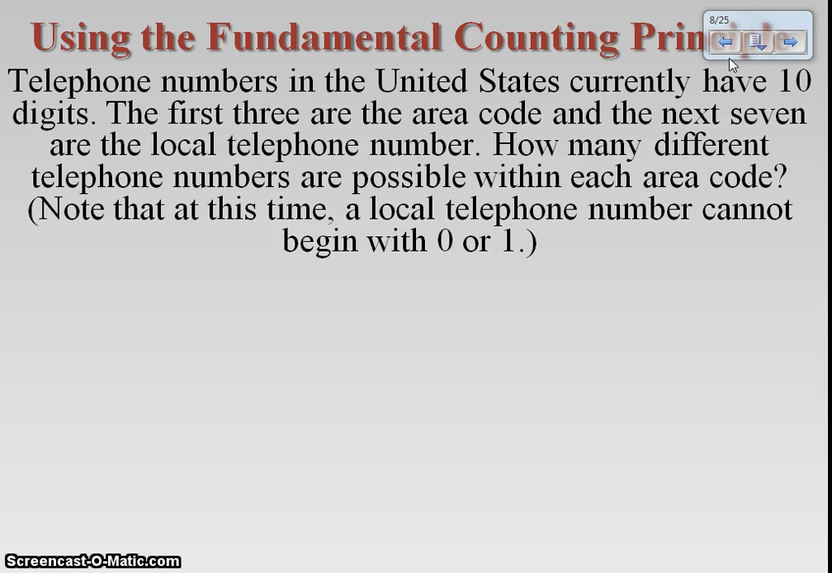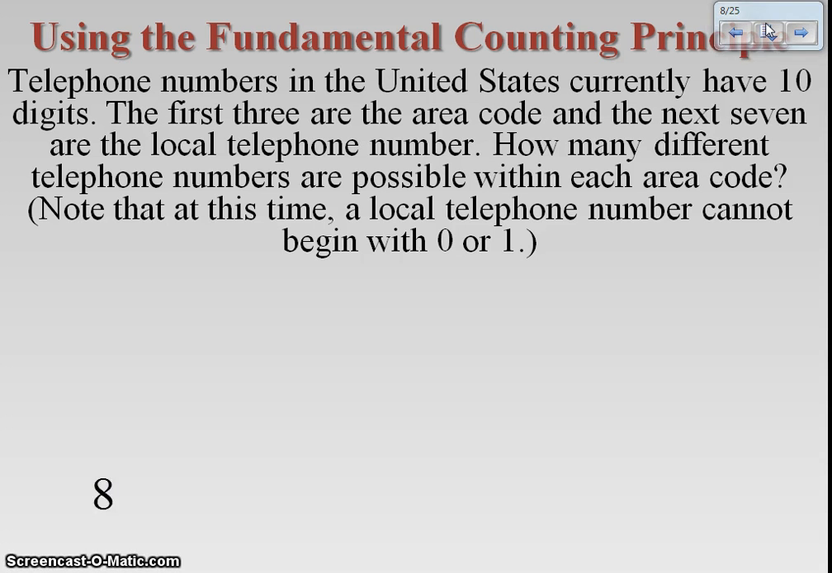Now, let's use this counting, multiplication, fundamental counting principle, whatever you want to call it, to work this problem. Telephone numbers in the U.S. have 10 digits, the first 3 being area code, then the next 3, and then the next 4. How many different telephone numbers are possible within each area code? So we're going to ignore the first 3, the 865, if you will, for our area. How many different possibilities do we have? Now, it is worth noting that no telephone number can start with a 0 or with a 1.